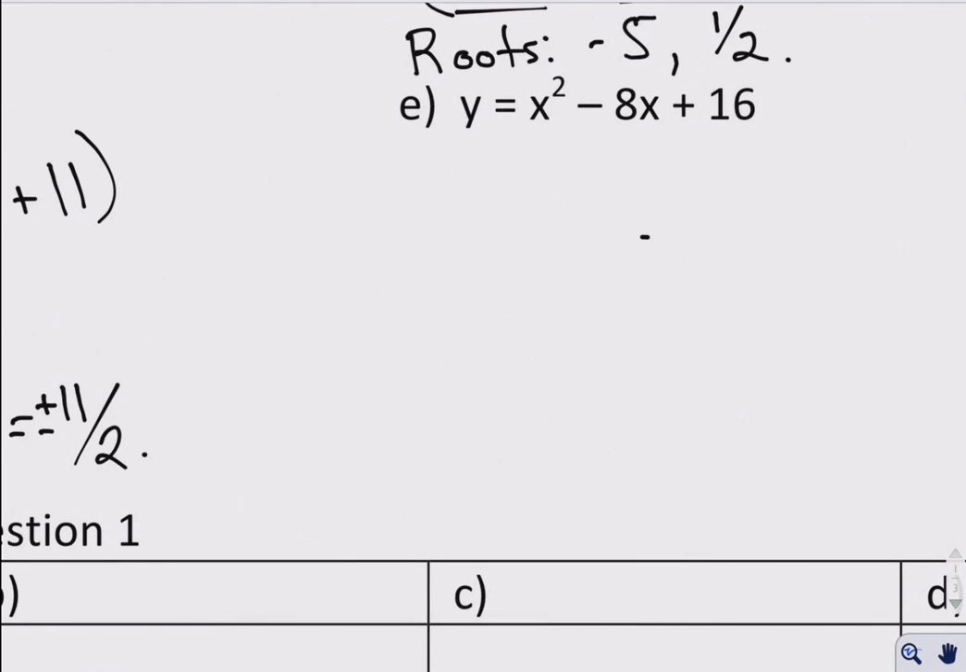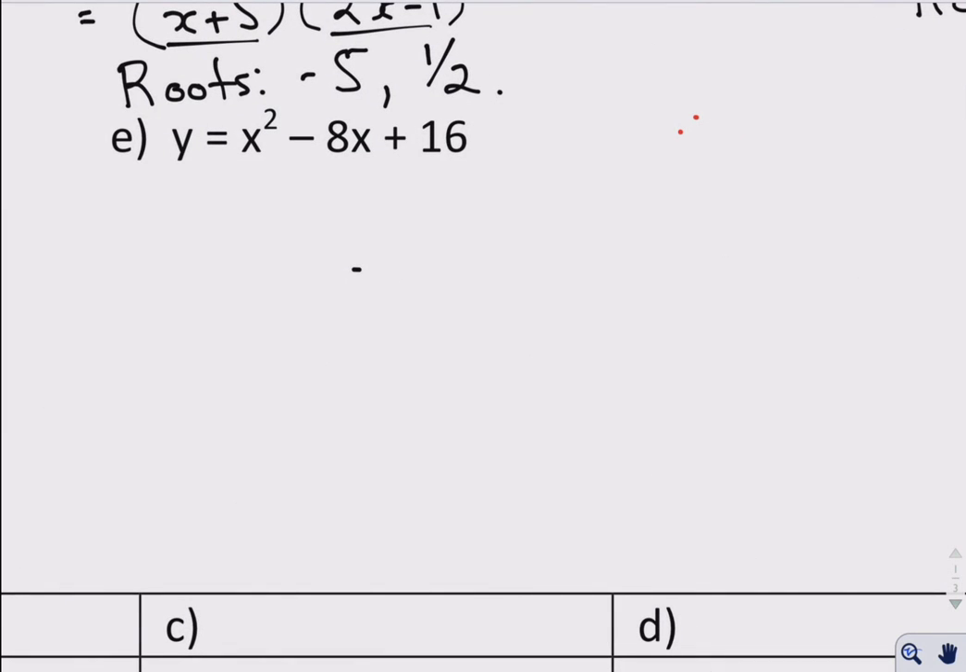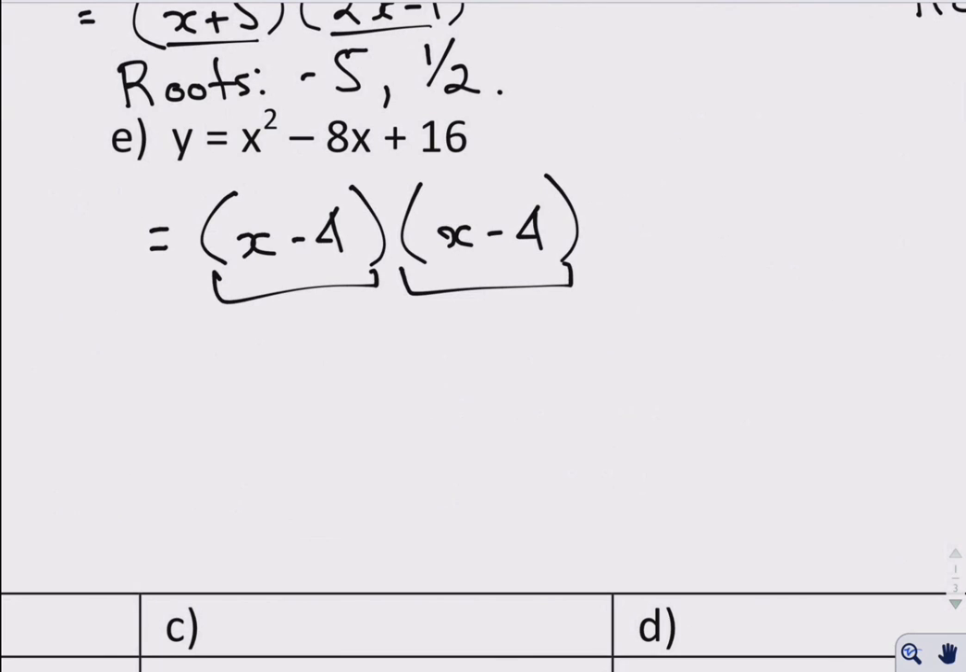For my last one, for E, again a simple trinomial. What does this look like? So two numbers that add to give me negative 8, and they multiply to give me 16. Well, I'm going to tell you right away, they're going to be negative 4 and negative 4. So what does that mean for my roots? Well, in this case, the roots are identical. My roots are going to be 4 and 4. But do I have to write that twice? Absolutely not. One 4 is enough.